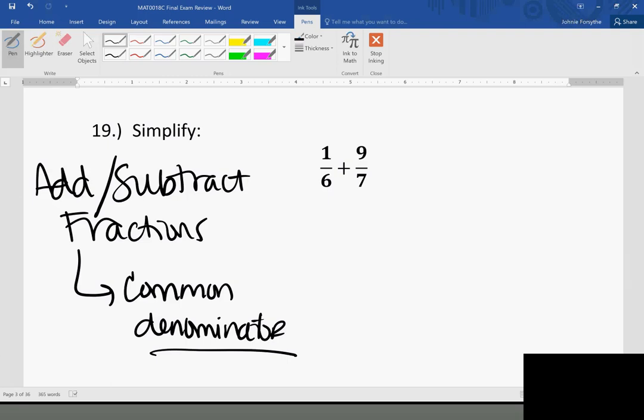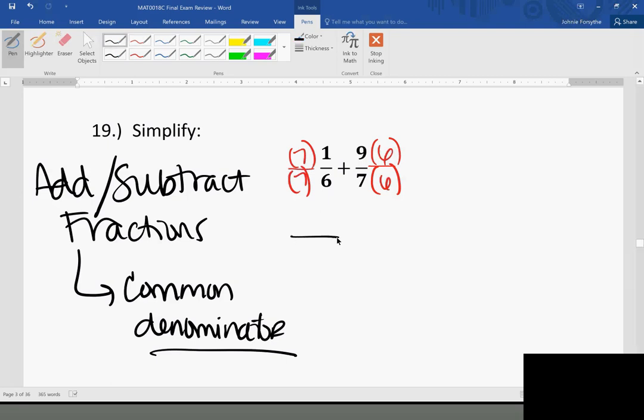And a lot of times the easiest way to do that, it may not be the least common one, but you can get a common one by just multiplying the opposite denominators. So if we multiplied this first fraction by 7/7 and the second fraction by 6/6, which of course is 1, we're not changing the value of this in each, then we'll get two fractions with a common denominator.